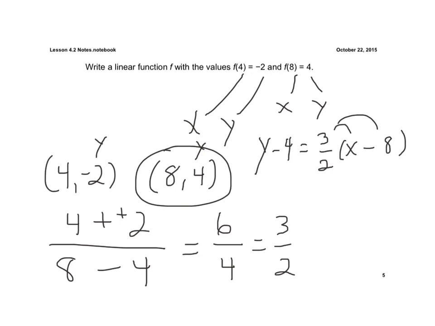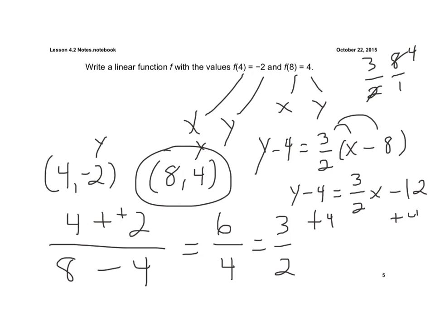I'm going to distribute through first. So I have y minus 4 is equal to 3 halves times x minus, and I have to take 3 halves times 8 over 1. So I cross cancel, and I get 3 times 4 is 12, so that's minus 12. Now I'm not quite done because I want to make it y equals, so I'm going to add 4 to both sides. Again, make sure I'm adding my like terms. So my final answer is y is equal to 3 halves x minus 8.